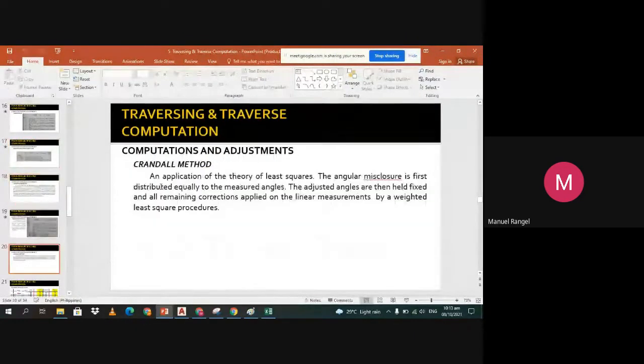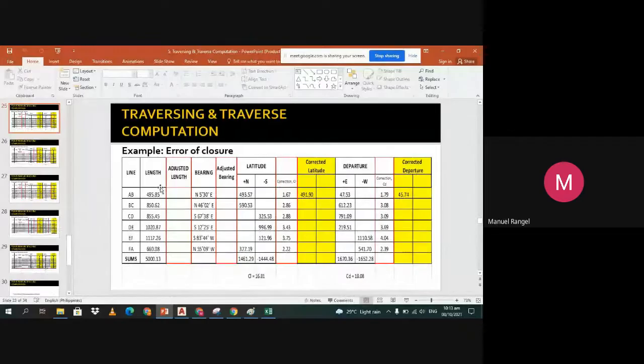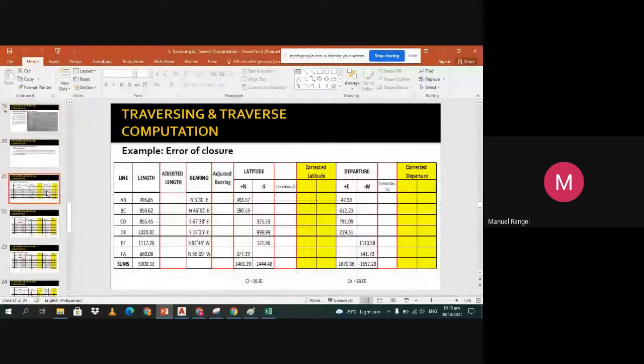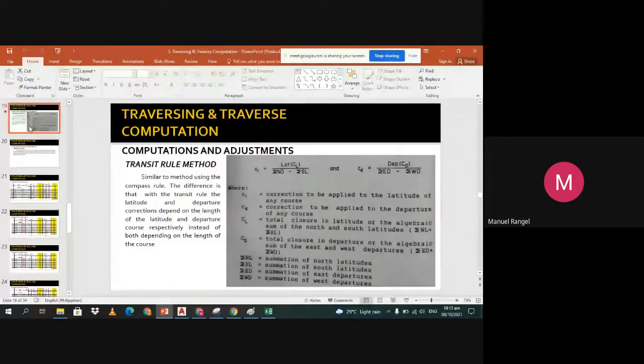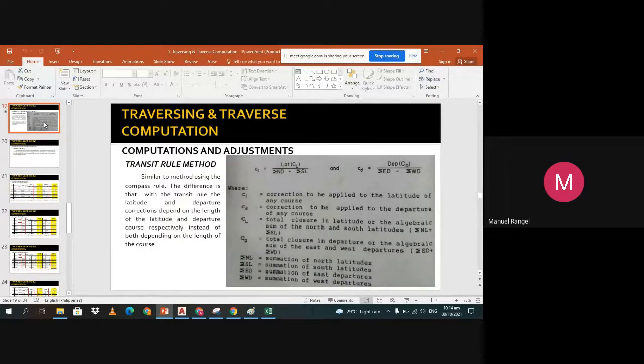Okay, so next, asan na ta? So for your assignment, you will use this data, same data, pero you will use the transit rule method in computing the correction to be applied, no, sa latitude and sa departure. So let's see kung saan difference nilang duha, no, sa computation. So you can use at least 2 decimal points na lang siguro para sa plotting, dili siguro magka-problema. Okay, so muna yung formula ang gamitin ninyo sa transit rule method. So same problem pero lahi lang siya na method ang gamiton, transit rule.